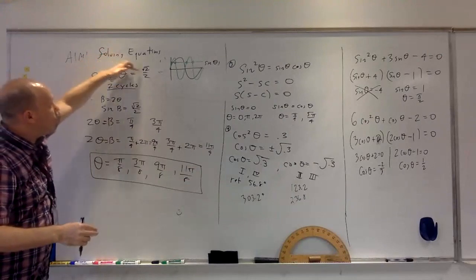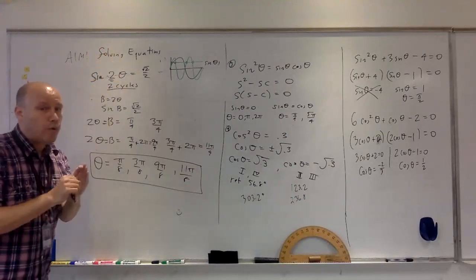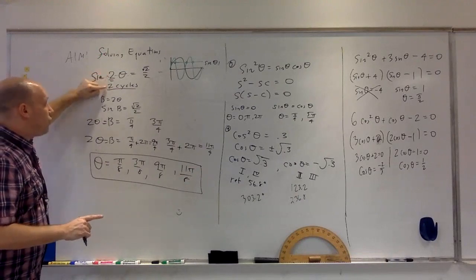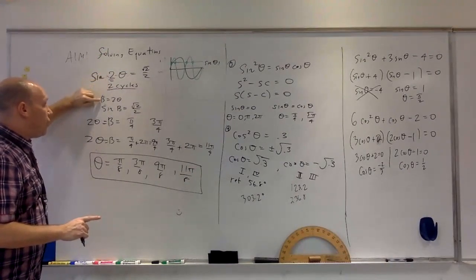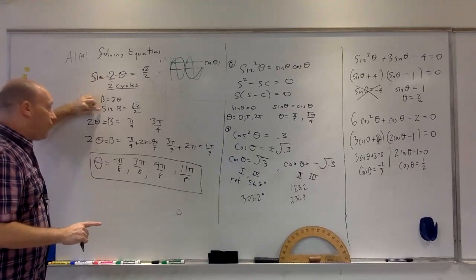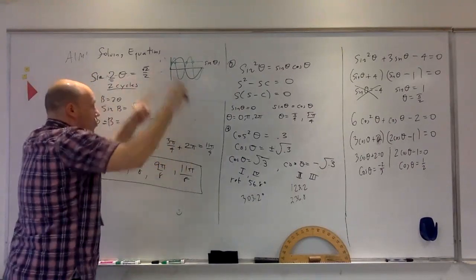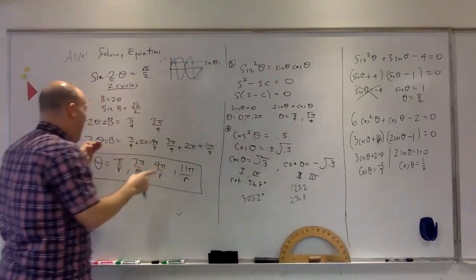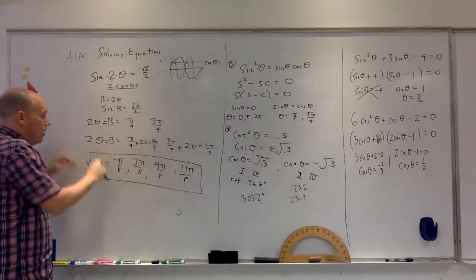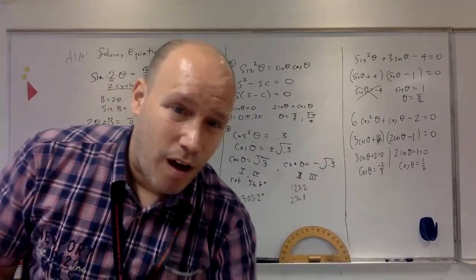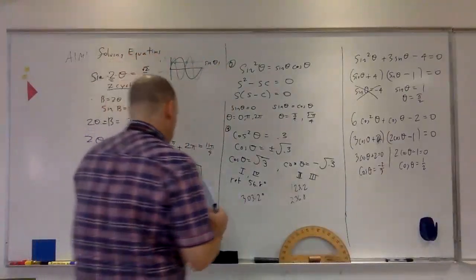The sine of 2 theta is equal to radical 2 over 2. Once again, acknowledge that you have 2 cycles. Let b equal 2 theta. Quickly solve for sine of b. But then add on 2 pi to get through the new cycle. And then replace b with 2 theta. Divide everything by 2.